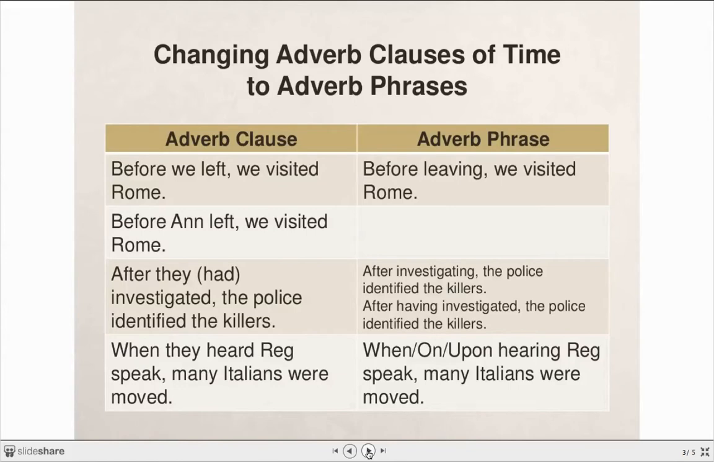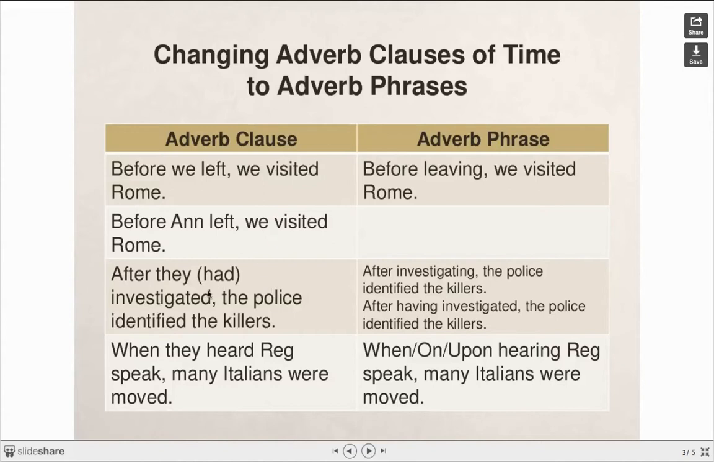Okay, here we are changing adverb clauses of time to adverb phrases. In this case, I can take out the verb even if there is no form of the verb to be. Before we left, we visited Rome. I can take out the we left and I can use a gerund, the ing form. Before leaving, we visited Rome. But here, if the subjects are different, I cannot do it.